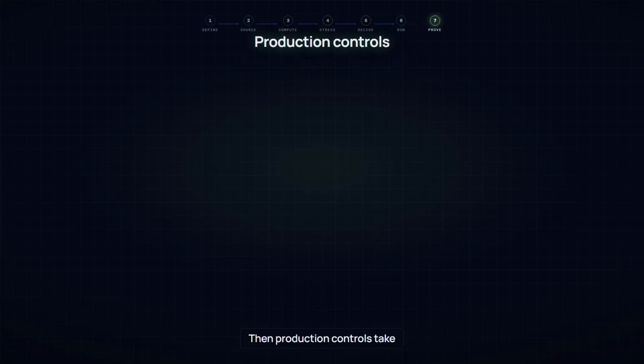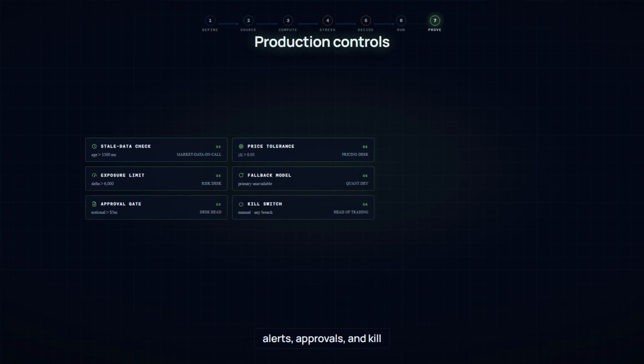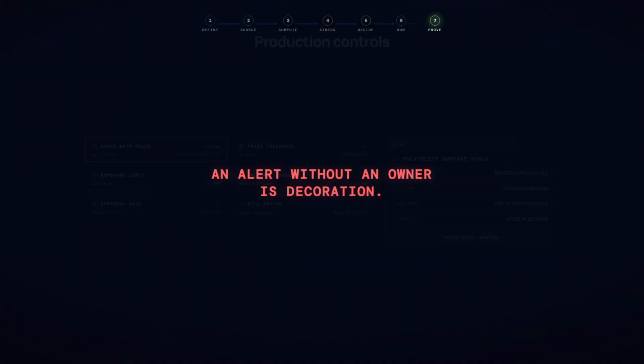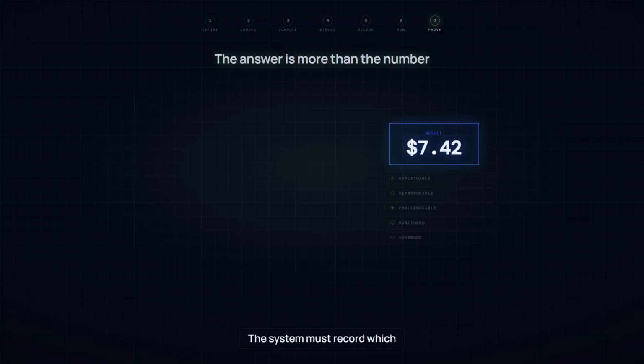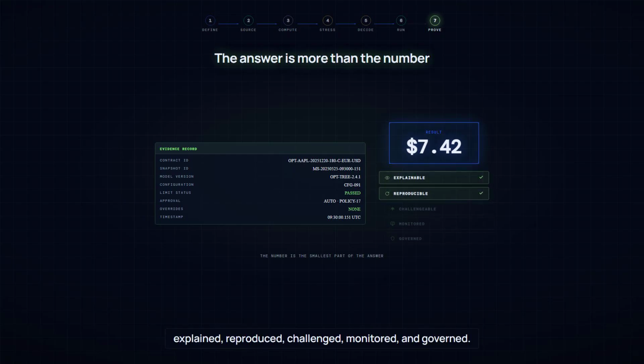Then production controls take over. Stale data checks, price tolerances, exposure limits, fallback models, alerts, approvals, and kill switches. But an alert without an owner and a required action is only decoration. The system must record which inputs, model version, limits, approvals, and overrides produced each decision. Financial engineering produces an answer that can be explained, reproduced, challenged, monitored, and governed.